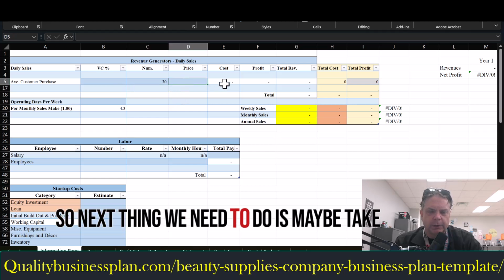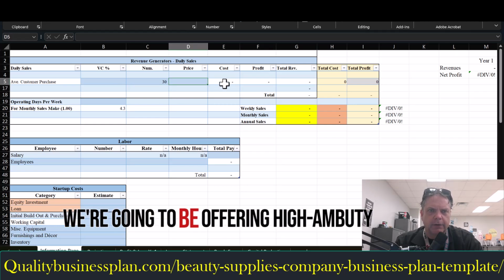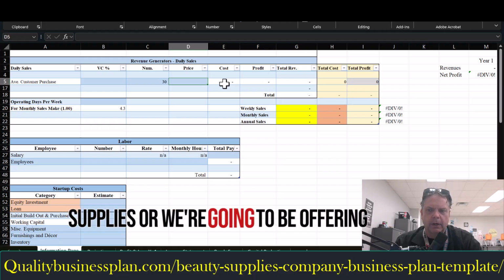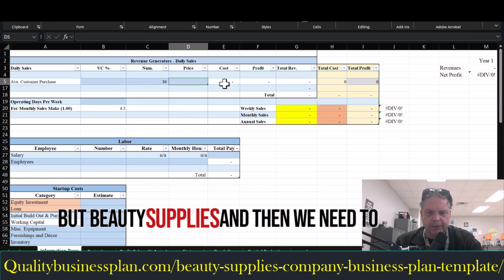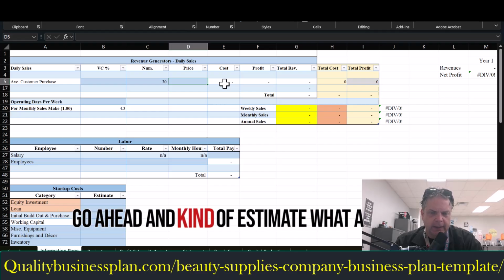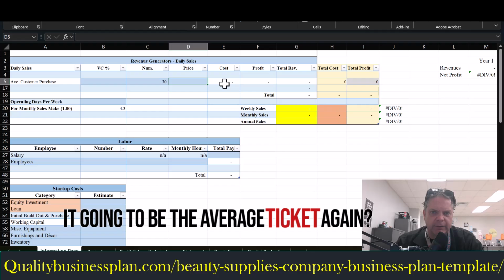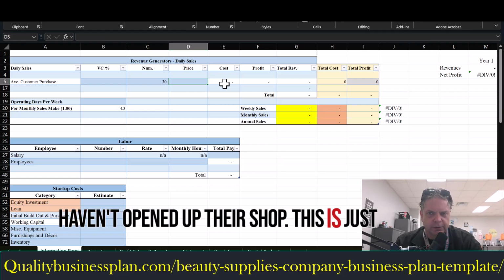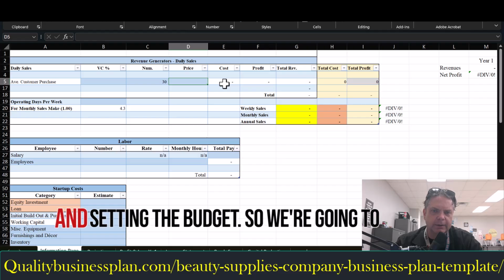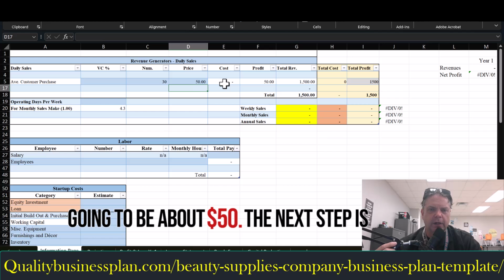All right, so the next thing we need to do is take a look at what our supplies are going to be. What are we going to be offering? We're going to be offering high-end beauty supplies, or we're going to be offering quality but budget-friendly beauty supplies. And then we need to estimate what a customer purchase is going to be. What is going to be the average ticket? Again, most people don't know this because they haven't opened up a shop. This is just you coming up with your ideas and setting a budget. So we're going to say that the average customer ticket is going to be about $50.